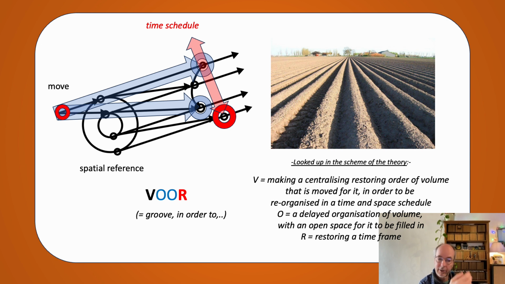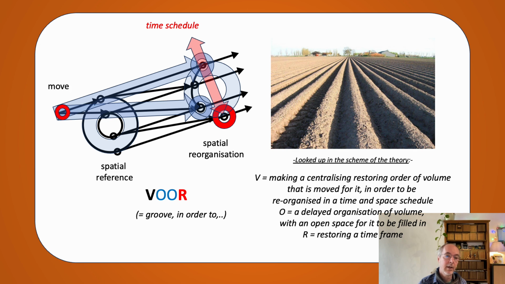And this time schedule is available in both the O and the R. The O is, like I said, the available space where you can add a process into it. And the R will give it an order in time. It will give it a restoring place in time. So you can even recognize it in the letters: the time schedule, the spatial reorganization, the spatial reference, and the move, all of them are in there.